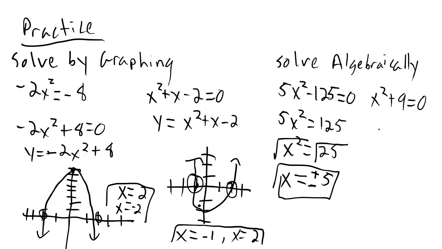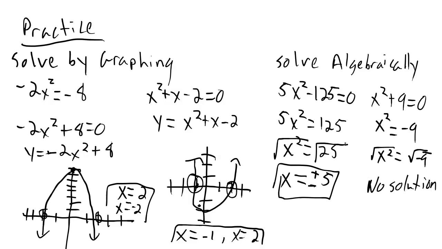And finally, looking at this last one, we isolate, so we subtract 9, and we get x squared is equal to negative 9. Take the square root, so we get the square root of x squared is equal to the square root of negative 9. What number times itself makes negative 9? Positive 3 times positive 3 makes 9. Negative 3 times negative 3 makes 9. So we're looking for positive 3 and negative 3. But we can't do that, so there's no solution. All right, go ahead and do the homework.